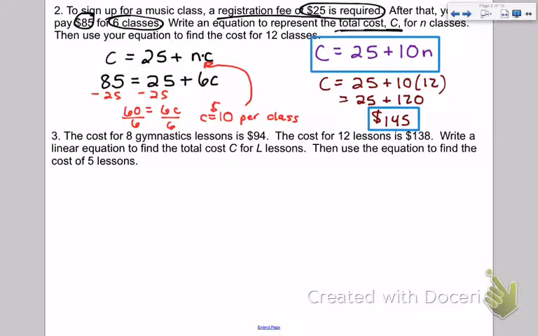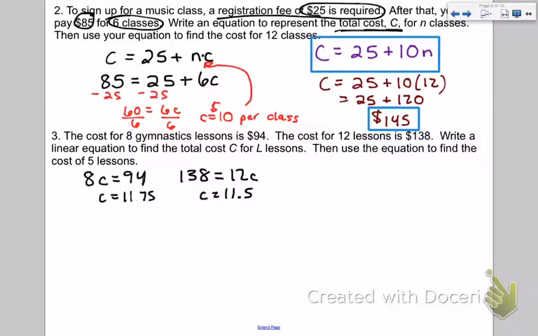All right, the next one is even trickier. The cost for 8 gymnastics lessons is $94. The cost for 12 gymnastics lessons is $138. Write a linear equation to find the total cost C for L lessons. So the first thing we need to do is see if it's just the number of lessons times the cost of each lesson. So let's see, 8 times the cost equals 94. 94 divided by 8 is 11.75. Over here, the cost for 12 lessons is $138. So let's see if that's 12 times the cost. 138 divided by 12 is 11.5. So we know we can't use slope to write an equation because there is some fixed cost.